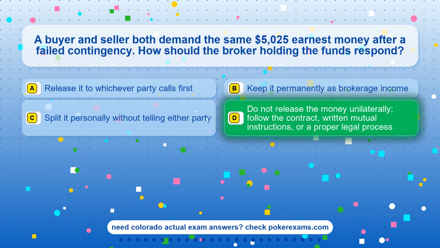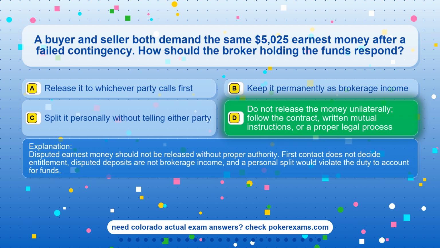The correct answer is option D. Do not release the money unilaterally, follow the contract, written mutual instructions, or a proper legal process. Disputed earnest money should not be released without proper authority. First contact does not decide entitlement, disputed deposits are not brokerage income, and a personal split would violate the duty to account for funds.